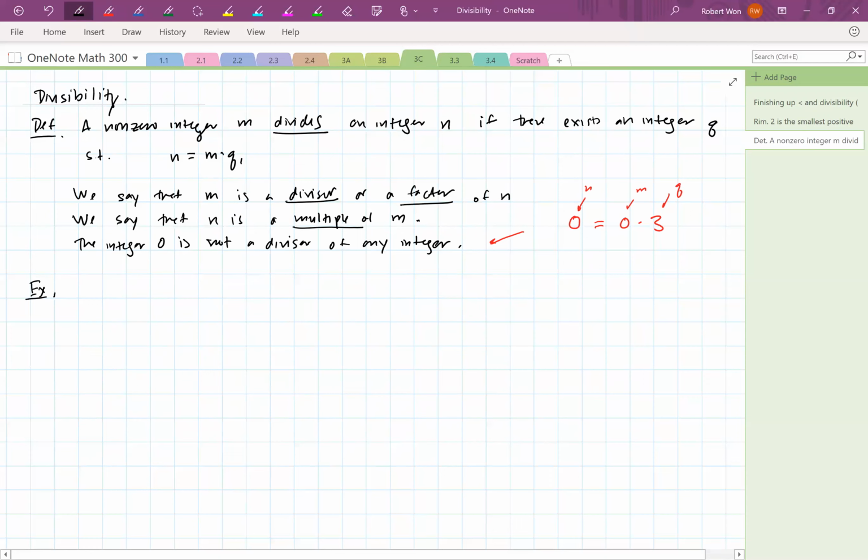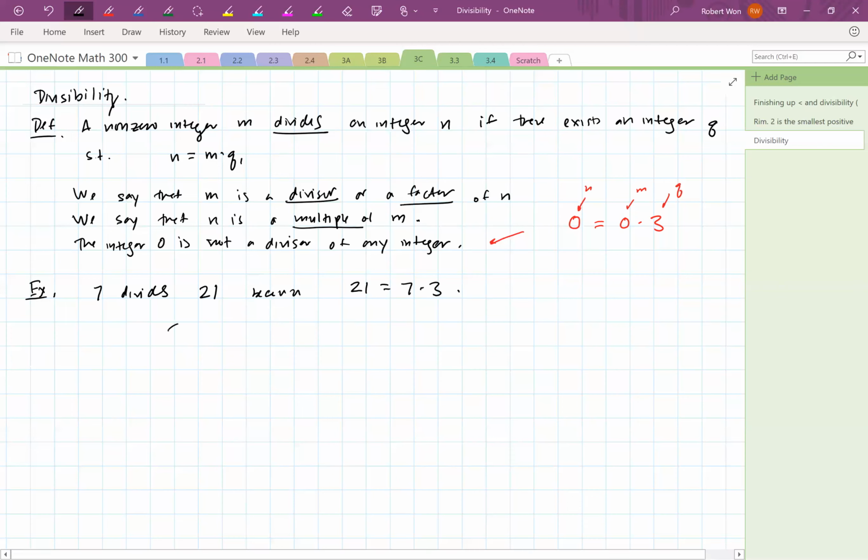Hopefully you have been using these terms, divide, factor, divisor, multiple, for a long time, and I just want to point out that you've been using them correctly since you were very young. For example, 7 divides 21. Hopefully that makes sense to you as a sentence, because 21 is equal to 7 times 3. There exists an integer q such that 21 is 7 times q. 7 divides 28 because 28 equals 7 times 4.